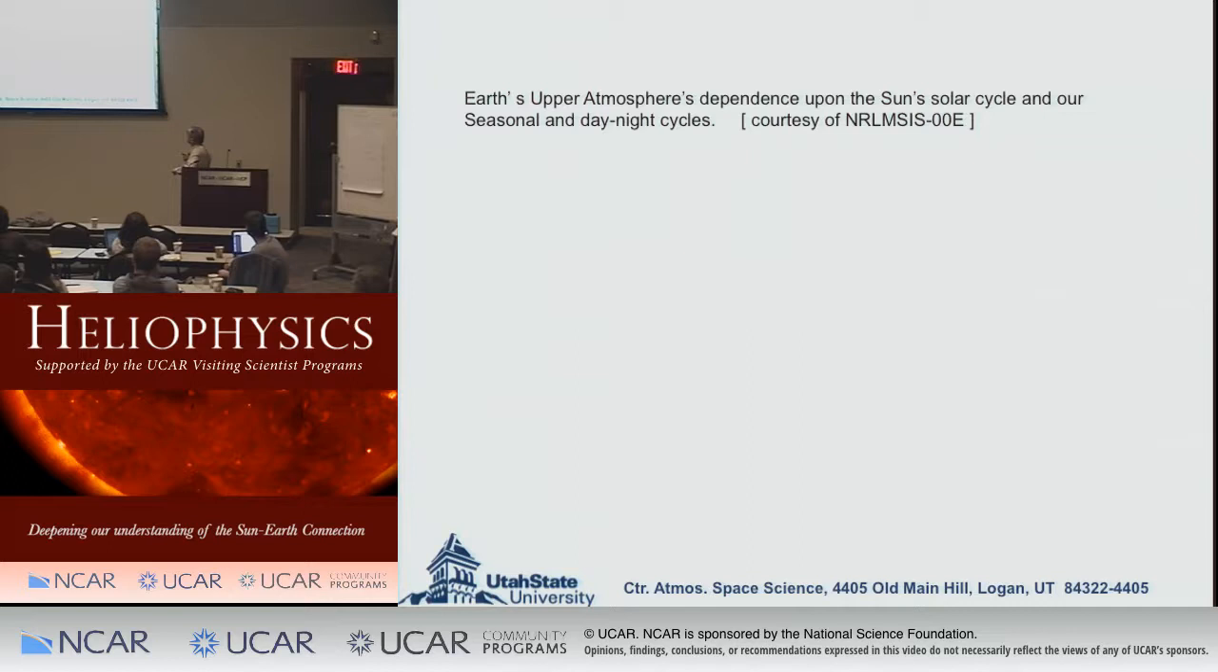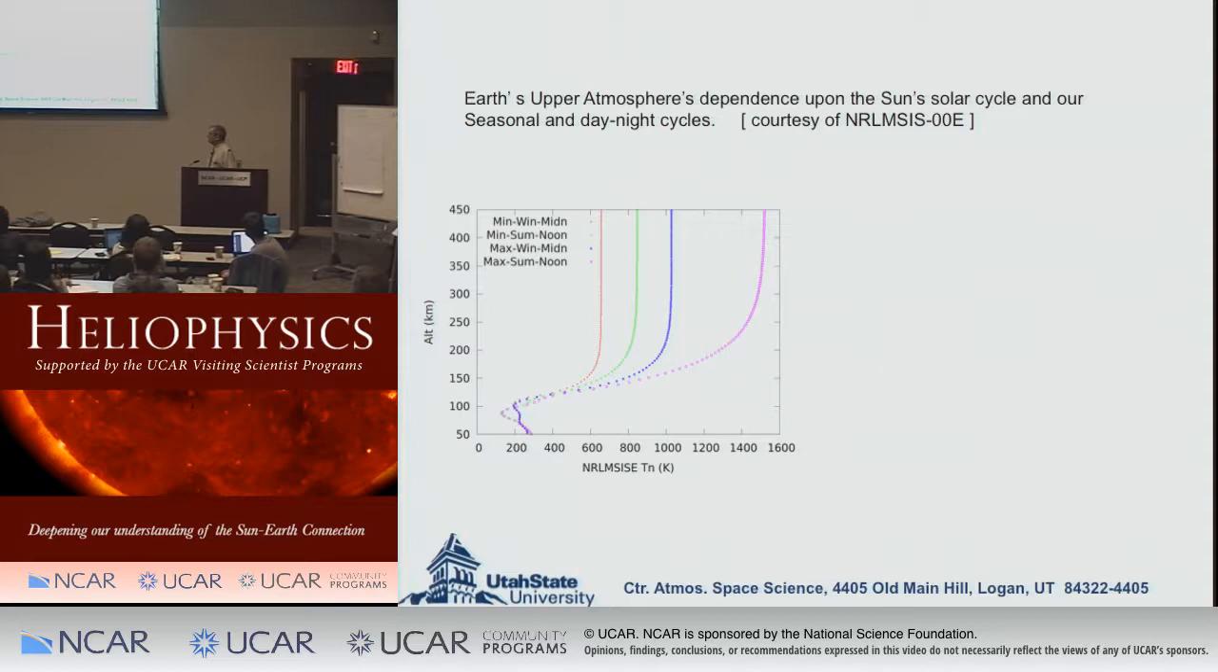But the sun's solar cycle, we heard that with respect to the atmosphere and atmospheric climate, there's not a big deal. But look, here's what we get in the thermosphere. This is the neutral gas temperature. The NRL MSIS is what we're just using. So it's an empirical model with some physics in it. But this is our altitude range. Up to 450 kilometers from 50, and the temperature, our neutral temperature.